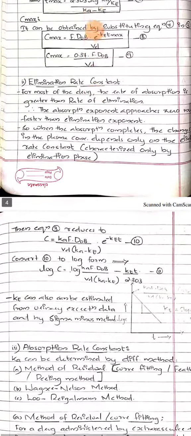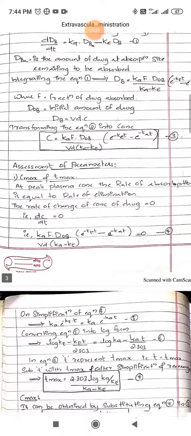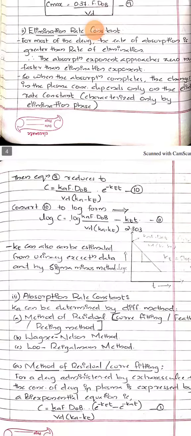So in today's class we have seen the assessment of parameters including Cmax, Tmax and the elimination rate constant after extravascular administration.